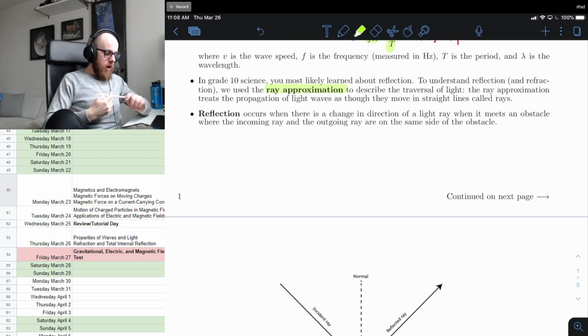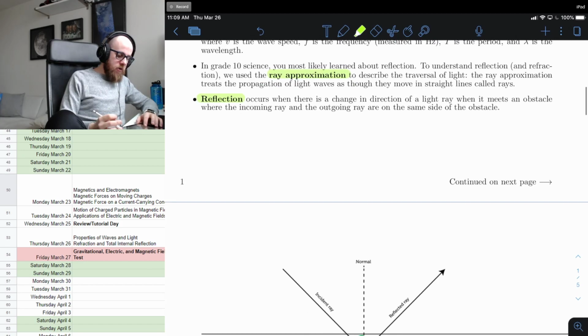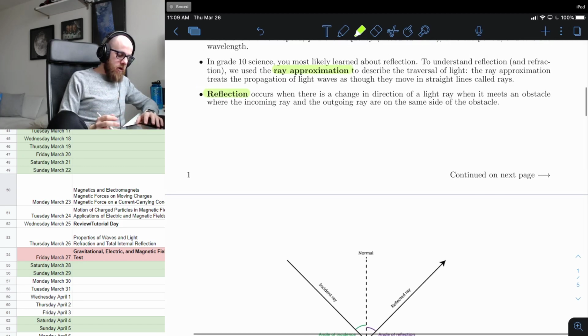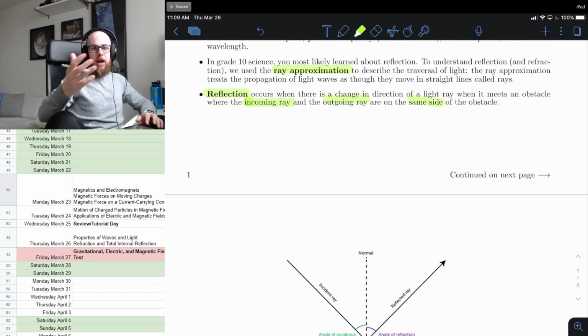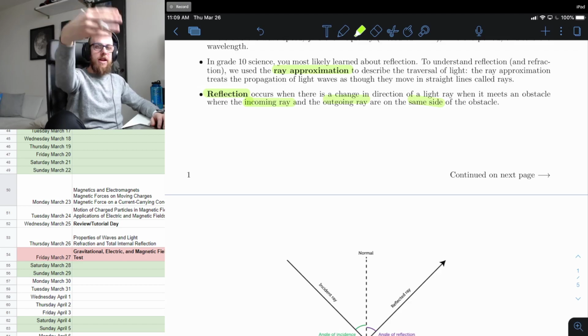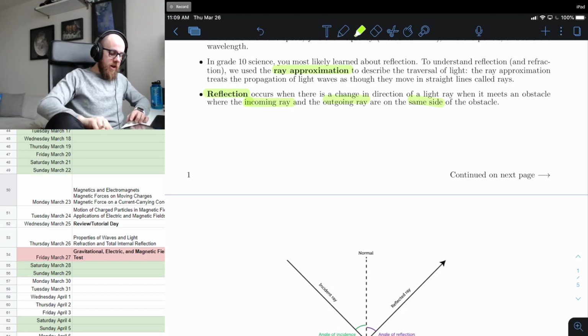Reflection occurs when there's some change in direction of a light ray when it meets an obstacle. Specifically, this is when the incoming ray and the outgoing ray are on the same side of the obstacle. I think we're all familiar with reflection. You stand in front of your mirror, the light shining on you gets reflected off you into the mirror, and then the light bouncing off the mirror gets reflected into your eyes and you can see yourself.